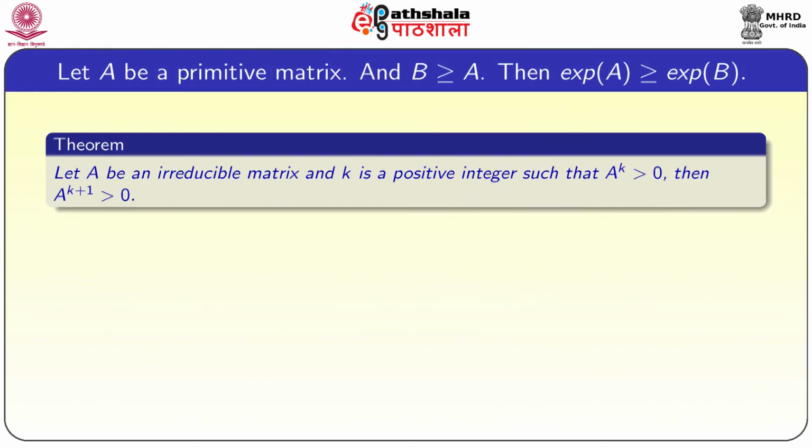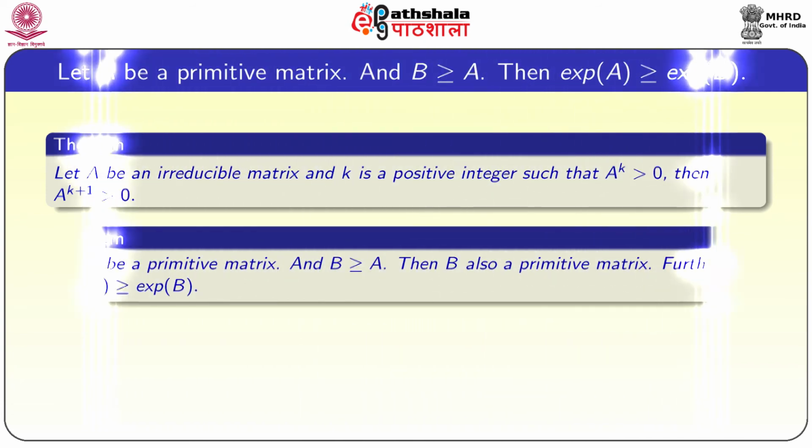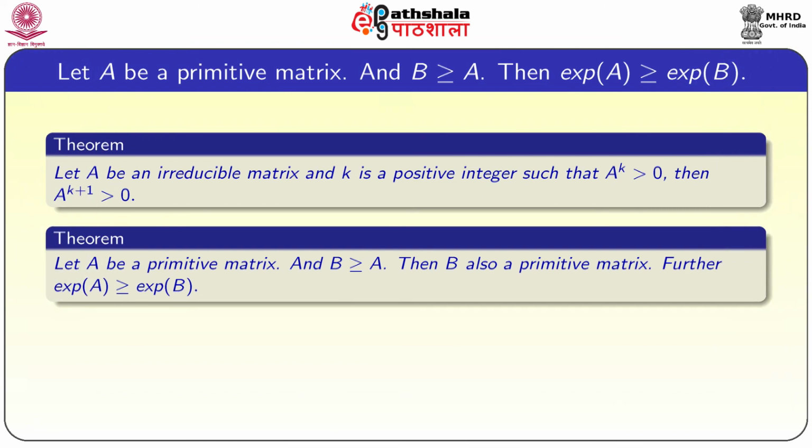A theorem: let A be an irreducible matrix and k a positive integer such that A power k is greater than 0, that means A power k is a positive matrix, then A power k plus 1 is also greater than 0. It is easy to see. In fact, this is very easy to verify. Now the next theorem: let A be a primitive matrix and B greater than or equal to A, then B is also a primitive matrix. Further, the exponent of A is greater than or equal to the exponent of B.